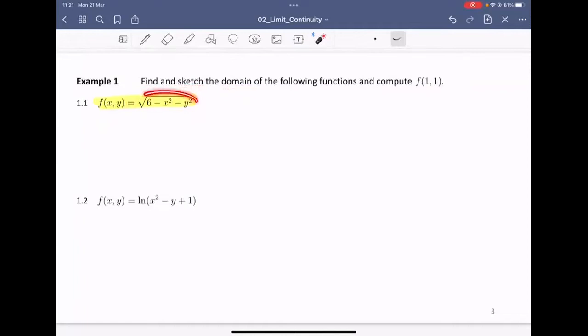So let's find the domain of this thing. You remember the domain? The domain means any number that you plug in and it does make sense to the function. So basically the question is, what are the x and y that you plug in such that it is computable and legal to compute?